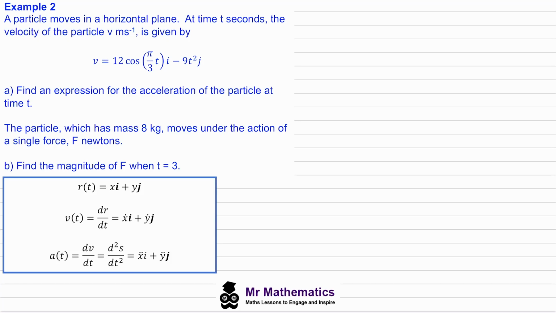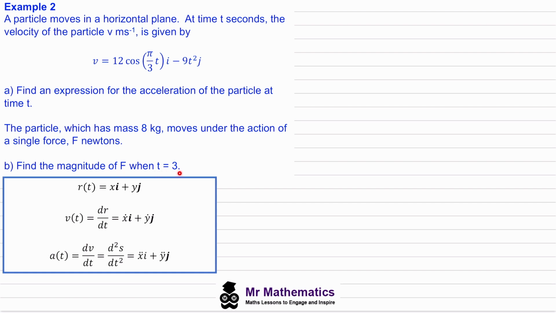Hi, so this is our second lesson on differentiation with vectors. So in example 2, we're told that a particle moves in a horizontal plane at time t seconds. The velocity of the particle is given by this expression here as a vector. For part A, we've been asked to work out an expression for the acceleration of the particle at time t. And then for part B, to use this acceleration to find the magnitude of a force when time is 3 seconds.